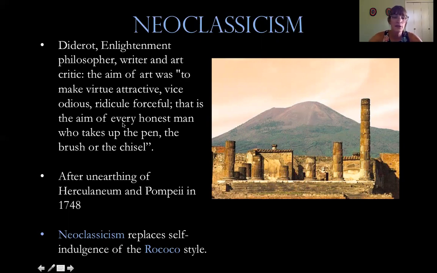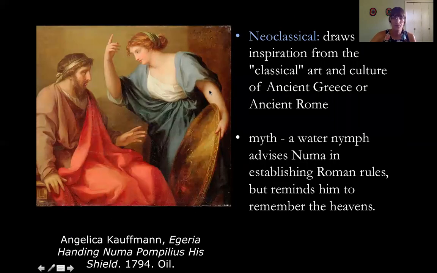So this is also at a time when Pompeii is being unearthed. So Herculaneum and Pompeii, these ancient Roman cities that were covered in volcanic ash during ancient times, were found in the 1700s and unearthed, sparking more of an interest in the classical world. So the next style that we're going to talk about is called neoclassical. Neo, replacing the self-indulgence of the Rococo style with a new interest in the classical world and classical values.